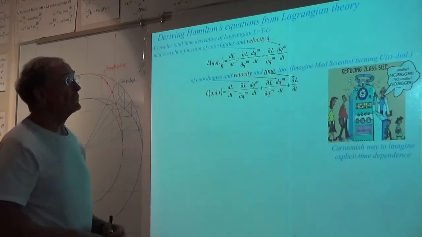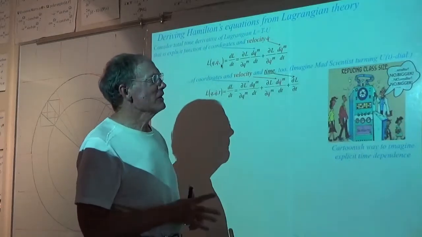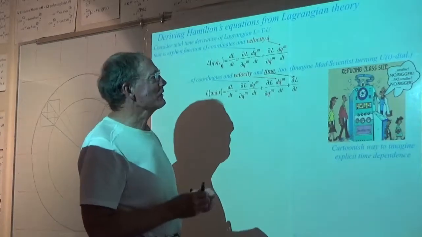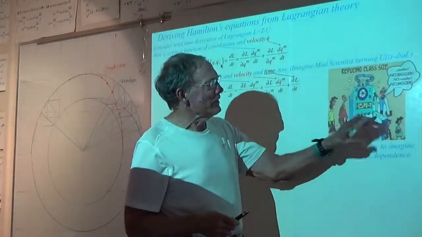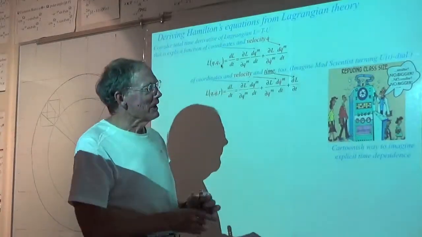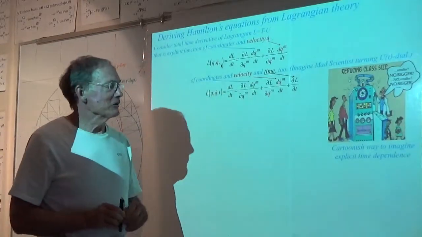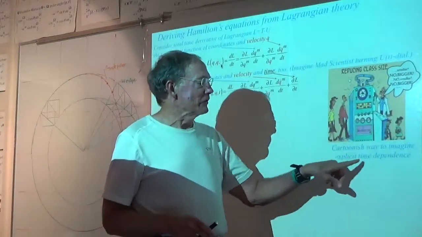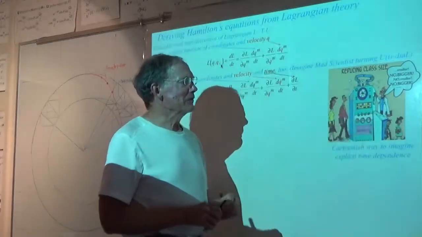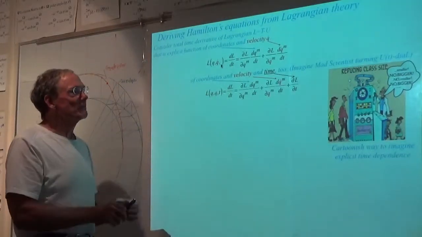Okay? So I'm saying, here's a cartoon to show a mad scientist. I guess I'm considered mad by some people. I wouldn't do anything this mad, though. This is reducing class size by reducing the size of the students and turning the knob forwards and backwards to just get the right size students. So I consider this a nice cartoonish way to imagine explicit time dependence. Some crazy mad scientist is turning the dial as the system evolves.